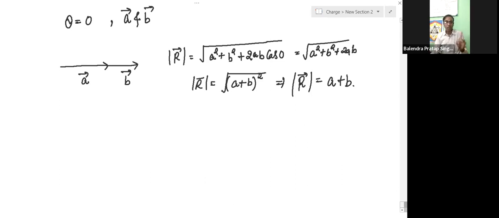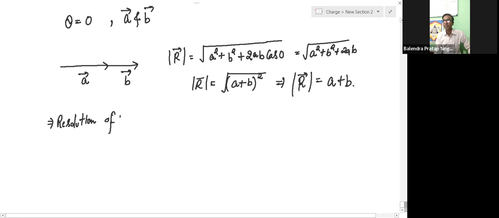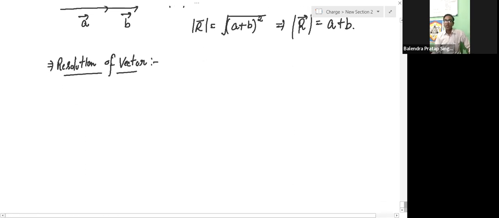One more thing I have to discuss about vectors is the resolution of a vector. The next thing I'm going to tell you is the resolution of a vector: how to resolve a vector in its component form. This is another topic. Suppose I draw axes. This is my x-axis and this is my y-axis.